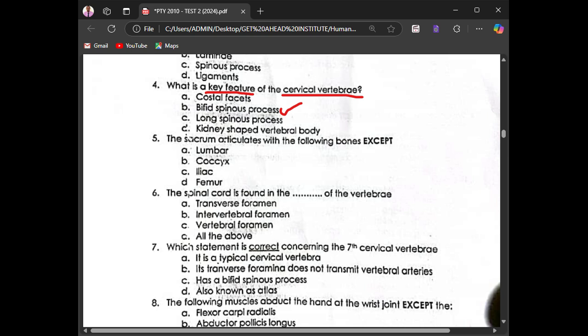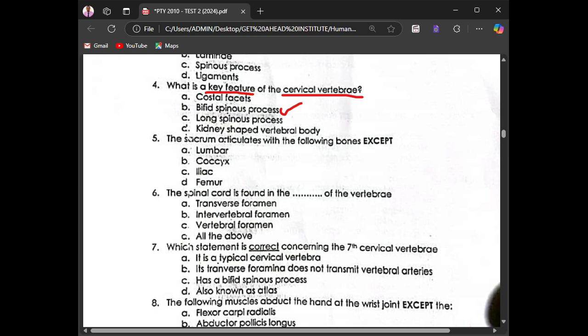We are saying that when it comes to key features of the vertebrae, the cervical vertebrae comprises of short spinous process, and it is also bifid. And we said that when we say that the spinous process is bifid, what we mean is that that spinous process basically splits into two on the distal aspect.